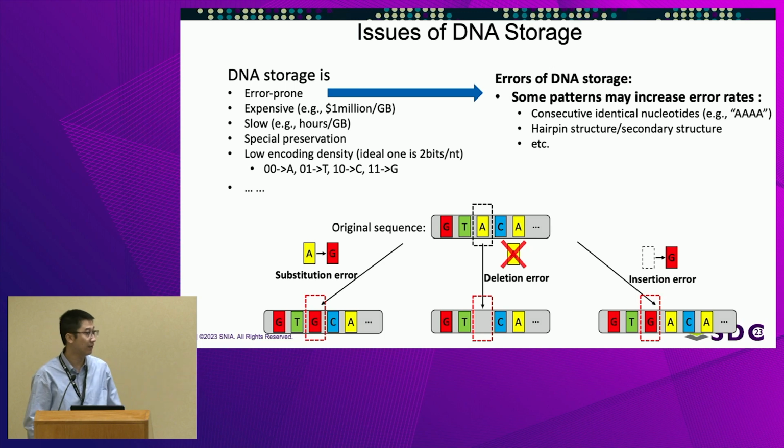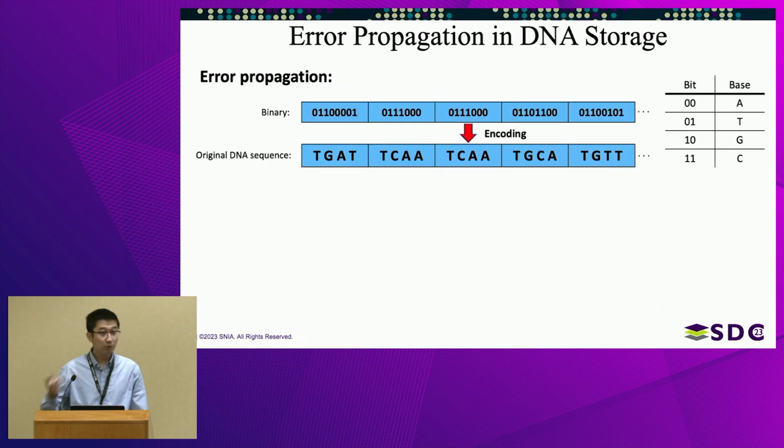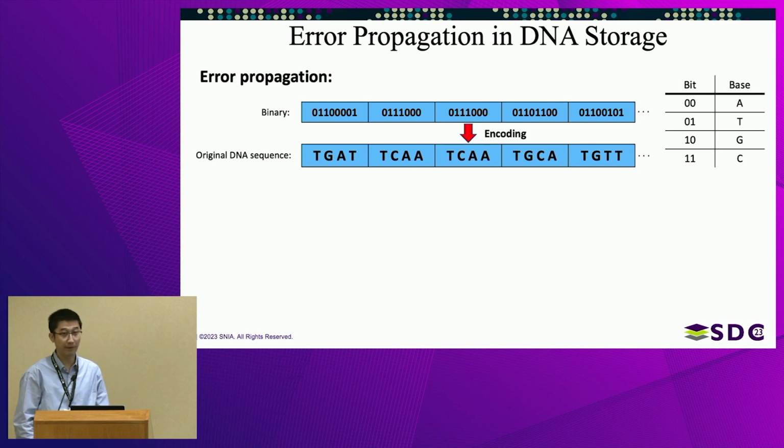For example, the substitution error is if we originally have A, but when we read data out, it may change to G, right? So then we do need to have some ECC or error correction code, or maybe read coverage, to recover those data. Due to this kind of error, there's one special scenario in the storage, so-called error propagation. For this example, if we have binary data first, then based on the encoding scheme in the table on the right here, we can simply encode 00 to A, 01 to T, and so on and so forth. And then we convert the binary data into the DNA sequence, right?